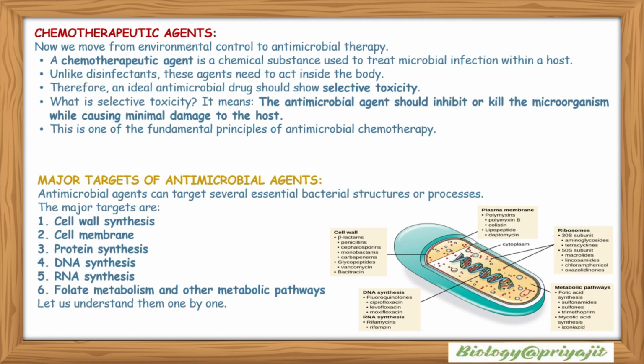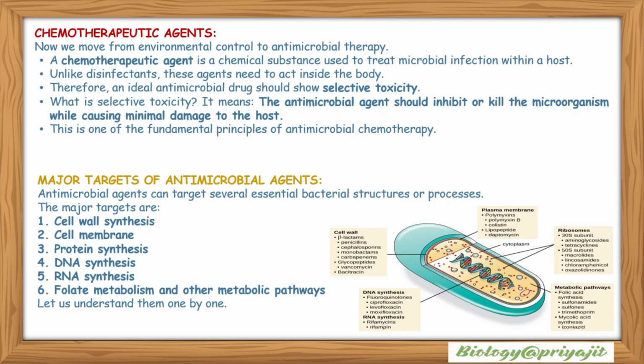Chemotherapeutic agents. Now we move from environmental control to antimicrobial therapy. A chemotherapeutic agent is a chemical substance used to treat microbial infection within a host. Unlike disinfectants, these agents need to act inside the body. Therefore, an ideal antimicrobial drug should show selective toxicity. What is selective toxicity? It means the antimicrobial agent should inhibit or kill the microorganism while causing minimal damage to the host. This is one of the fundamental principles of antimicrobial chemotherapy.